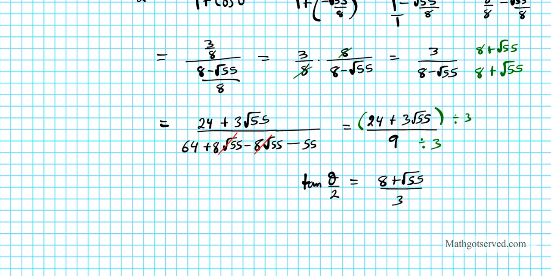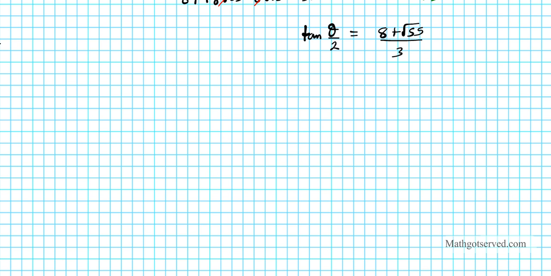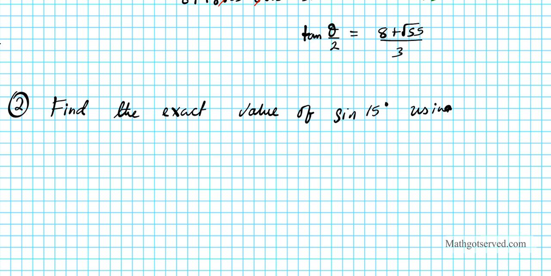All right, let's go ahead and take a look at question number 2. For question 2, we're going to find the exact value of, actually let's do sine, the exact value of sine 15 degrees using the half angle identities.